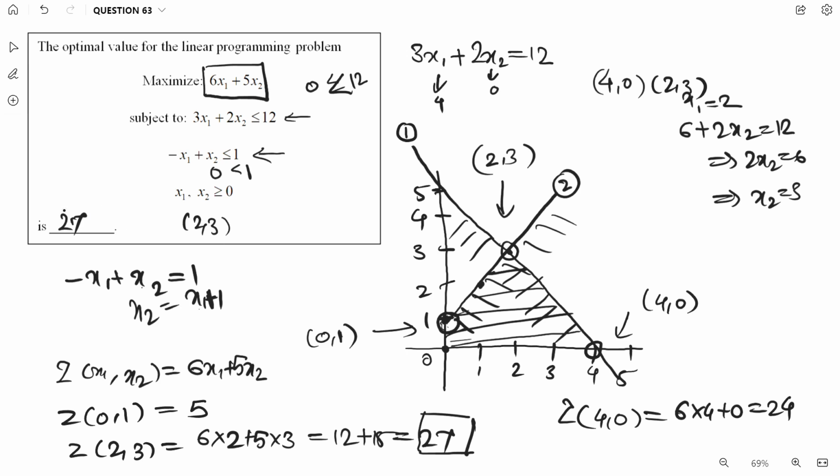So we just need to write this value, not at what point we got that value. So we need to write only the value. So 27 is the optimal value for given linear programming problem.